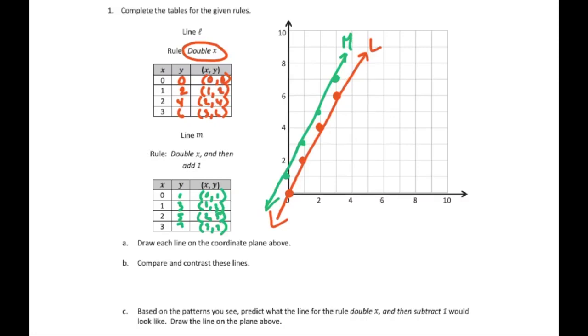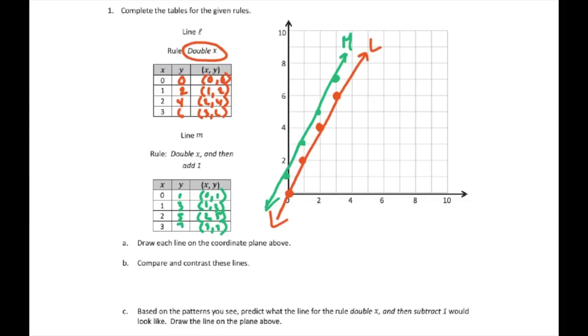Now it says to compare and contrast these lines. So let's do some comparisons. What do they have in common? Well, they're parallel. Also, they appear to be at the same steepness. They also have in common that they're doubling x. But what's different about them is that line L starts at the origin, but M does not. As well as M, you are adding 1 to your x, which is causing that to be further up on your y-axis.